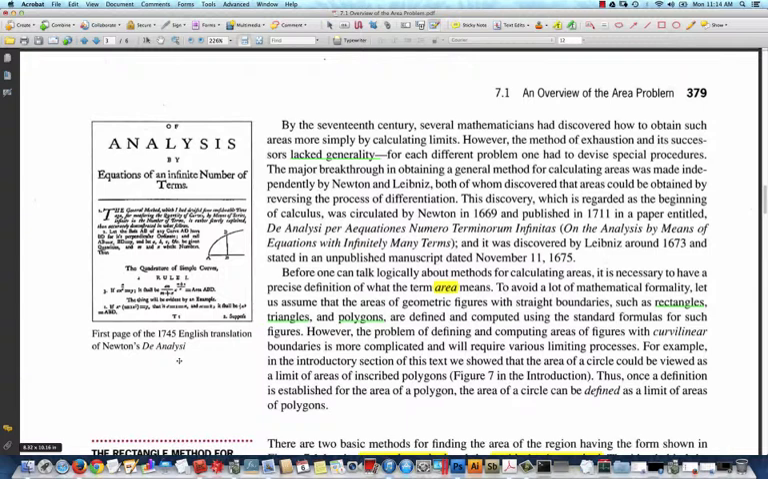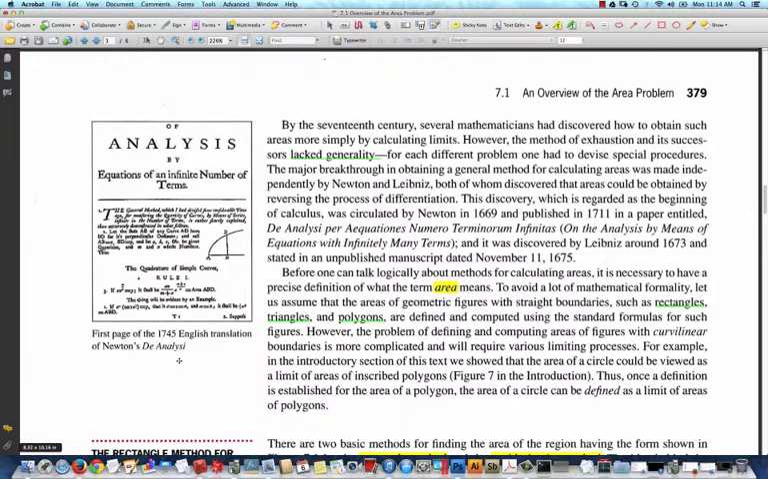This discovery, which is regarded as the beginning of calculus, was circulated by Newton in 1669 and published in 1711 in a paper entitled De Analysis per Equationes Numero Terminorum Infinitas, or On the Analysis by Means of Equations with Infinitely Many Terms. And it was discovered by Leibniz around 1673 and stated in an unpublished manuscript dated November 11, 1675.